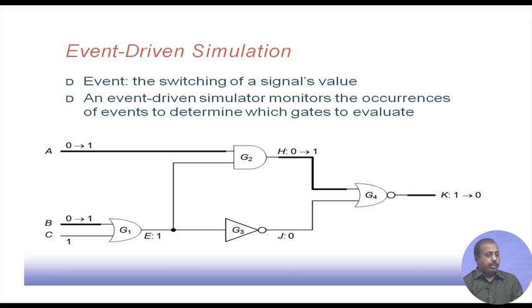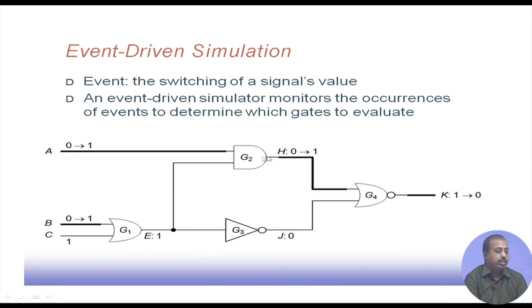Another way of doing this is event driven simulation. Event driven simulation means that when some event occurs, we simulate the behavior, and we do not simulate the entire circuit. We simulate only the portion that is related to the event. Here, in the example, previously we had the input 0, 0 and 1, so 0, 0, 1, and this E was equal to 1.